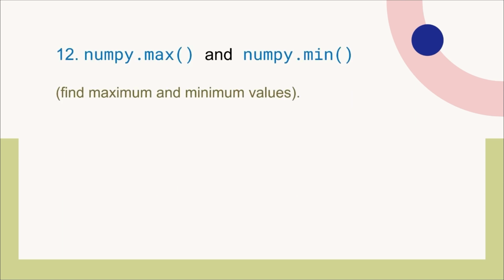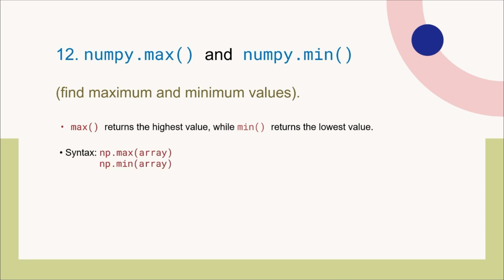Now coming to the 12th NumPy function, which is numpy.max and numpy.min. So this function is used to find the maximum and minimum values, where max returns the highest value, that is the maximum value, and min returns the minimum value. The syntax of this function looks like this, and here is the example where we can see that np.max has computed the maximum value, which is 5, and np.min has computed the minimum value, which is 1.